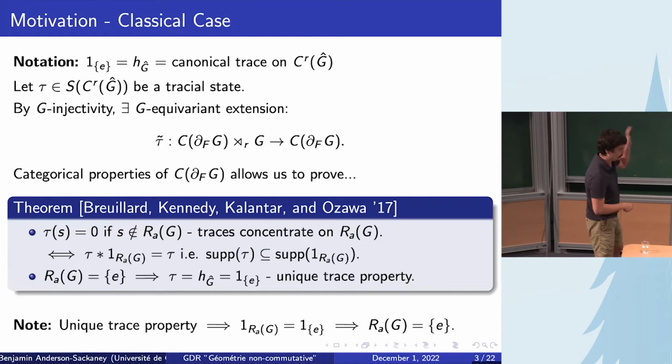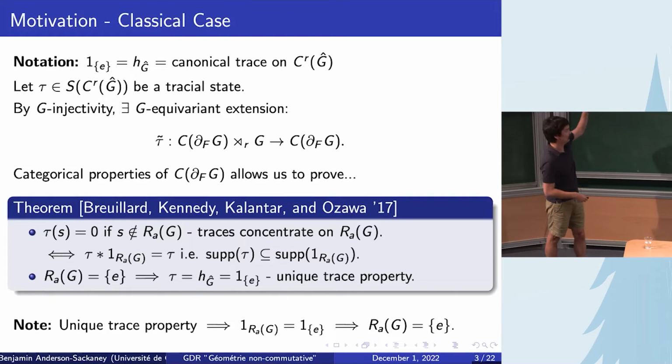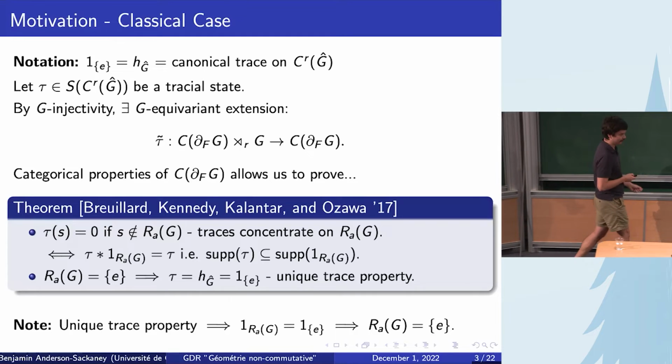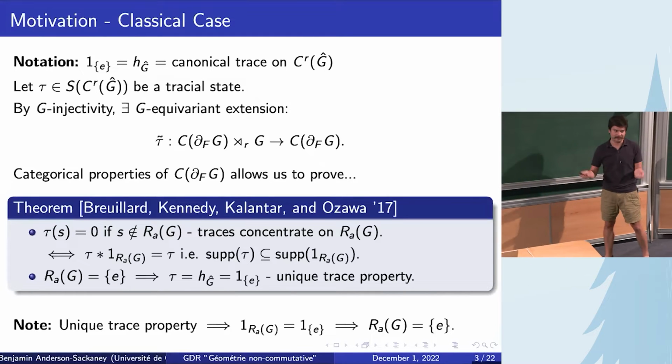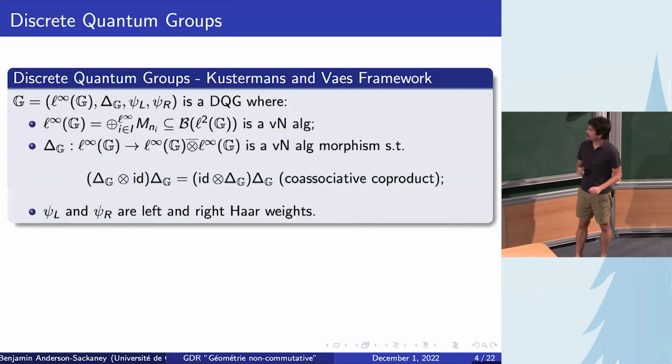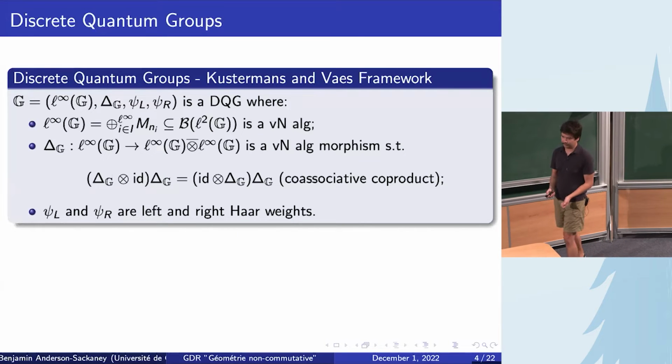So I'm not exactly going to talk about a quantum analog of this exact result, but this is sort of to give you an idea of what you can do with group dynamics and the fact that the tracial states are G-invariant. Okay, so let's move on to quantum groups.